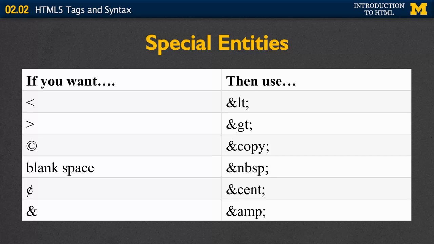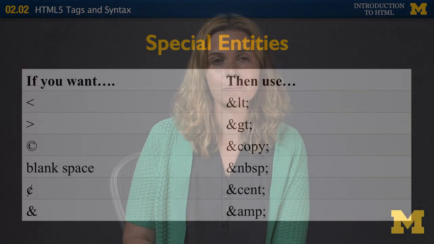Ampersand copy. If you'd like extra blank spaces, you actually have to use a special entity. Putting space, space, space, the browser ignores it. You'd have to actually put ampersand NBSP. Again, if you want the cent, all right, well, what if you actually want an ampersand? Well, in that case, we even have a special entity for that, which is ampersand amp.